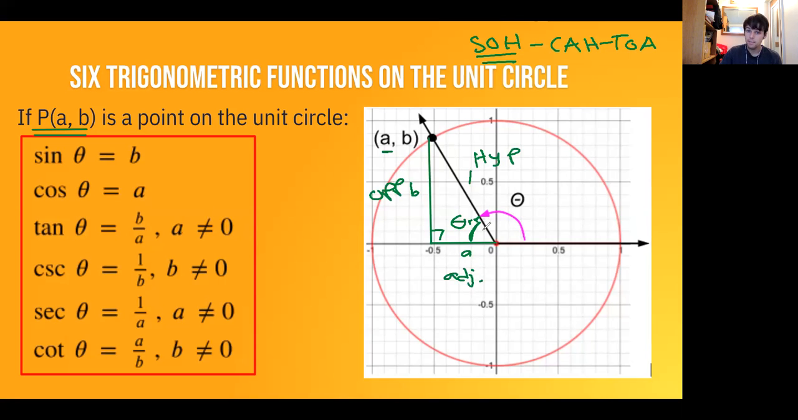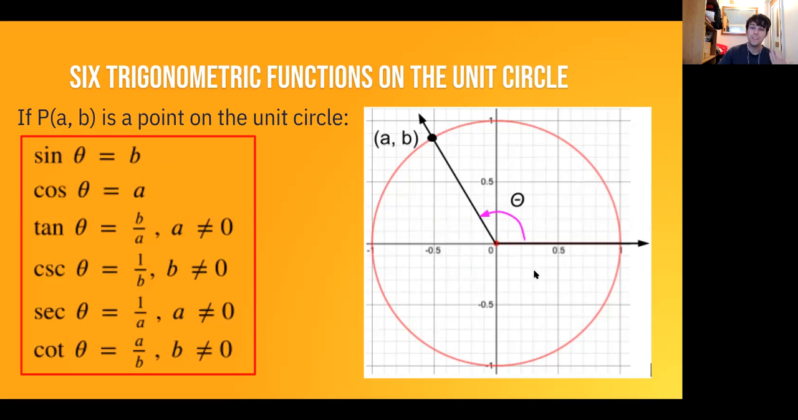Sine, based on SOHCAHTOA, is opposite over hypotenuse, which is b over 1, which equals b. That's how we get this. We could do a similar thing to demonstrate how we get all the rest of these as well, but suffice to say it's the same idea. Cosine is adjacent over hypotenuse, a over 1, a, and so forth. This works on the unit circle.